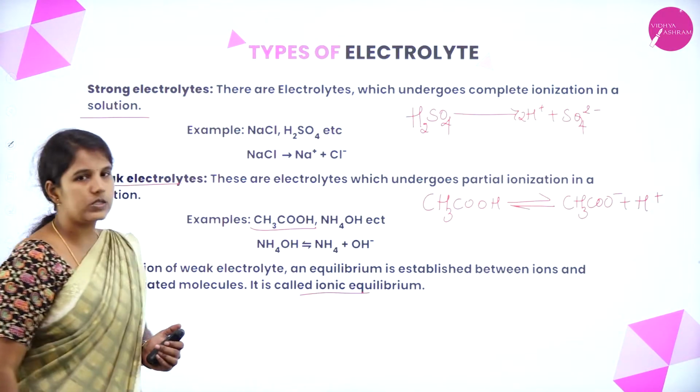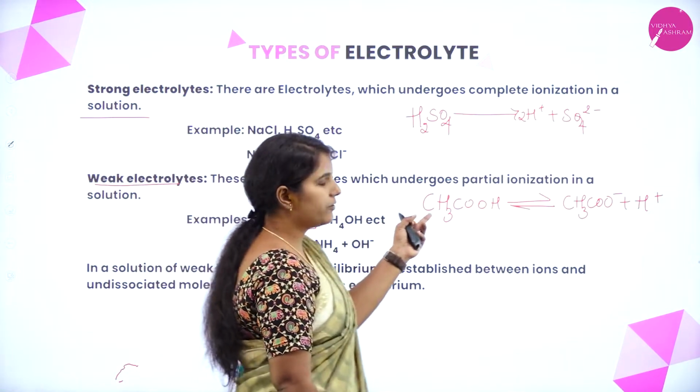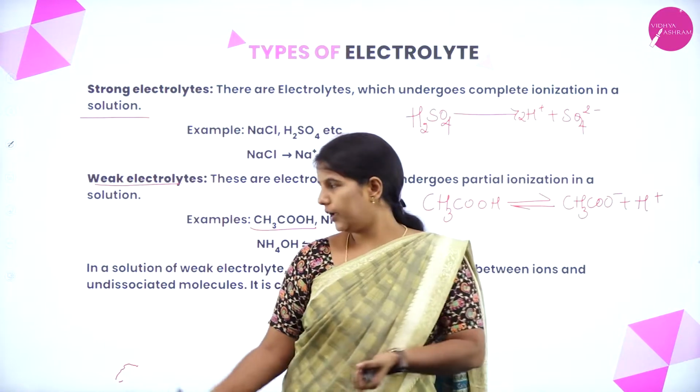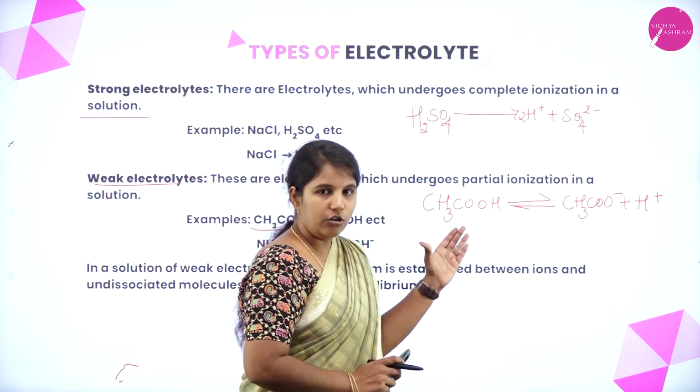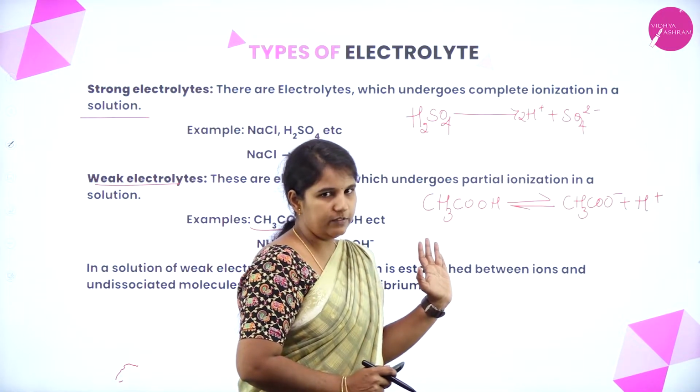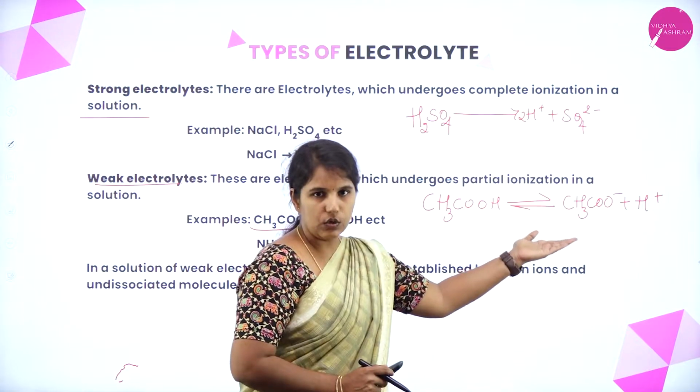Hence it is also known as what? Ionic equilibrium. Suppose I take the example of acetic acid, or you can go with the example of ammonium hydroxide. Here it undergoes what? Partial ionization, as we have understood.